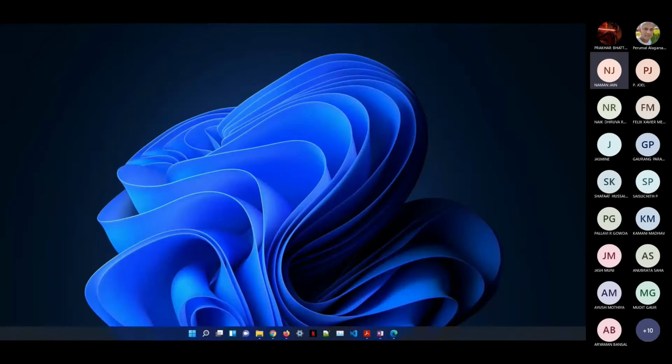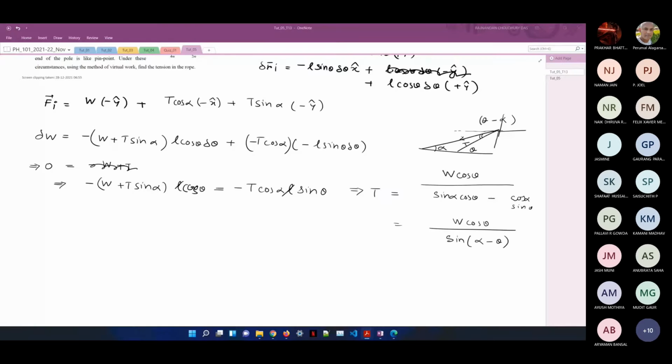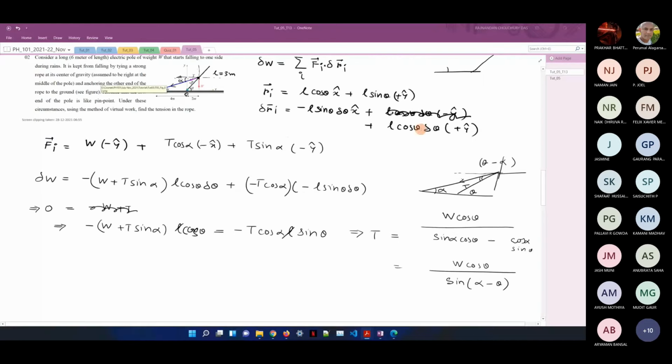Yeah, probably there's a sign mistake. Where? Last step only. Yes, भैया, that will be positive, na? The minus of the cos alpha term will be positive, na bhaiya? Yes, yes. Now it's fine, I think.